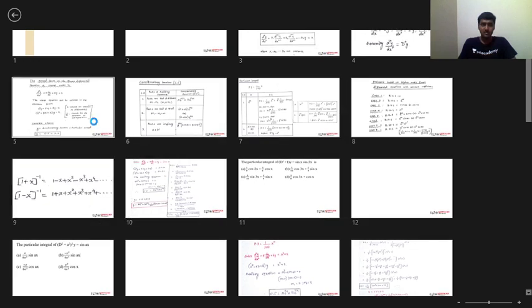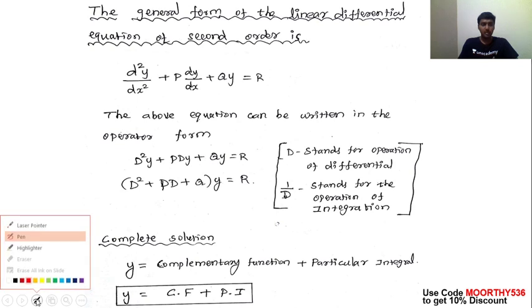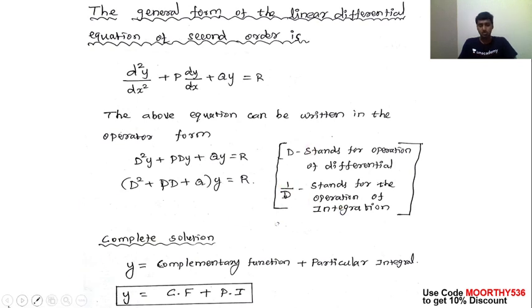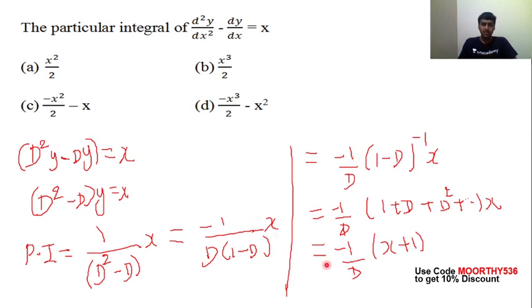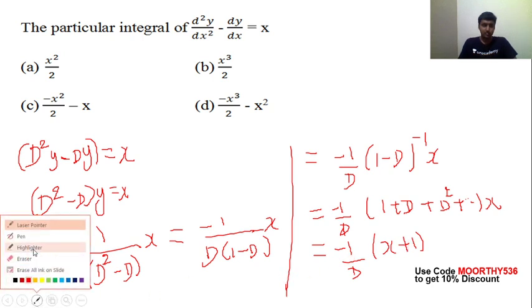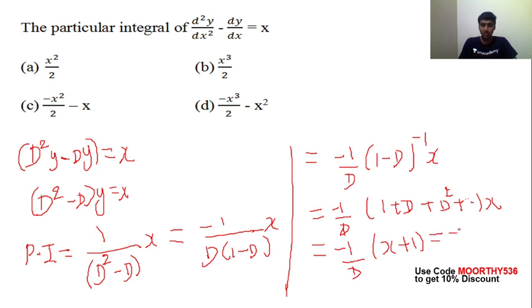The differential operator D and the integral operator 1 divided by D. Here 1 divided by D stands for the integration. So we have to integrate the given function one time. Then integrating x plus 1, we get x square divided by 2 plus x, and multiply this minus 1 inside. From this equation, what we are getting is the answer: minus x square divided by 2 minus x.